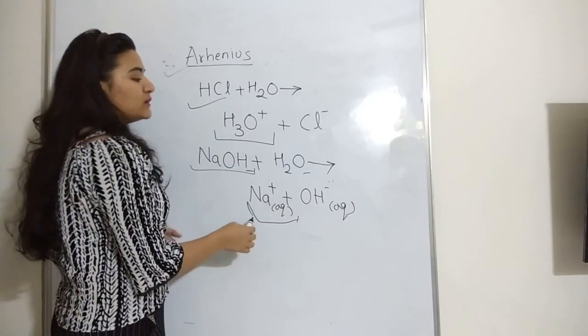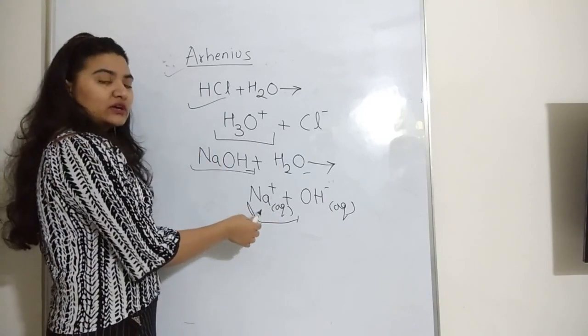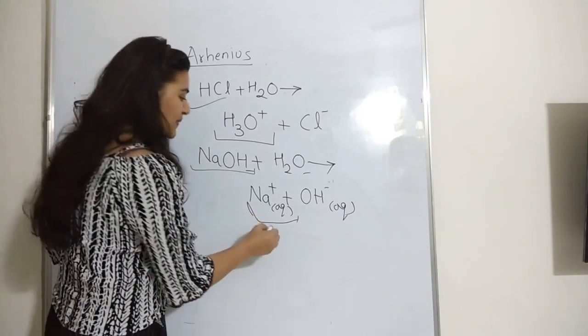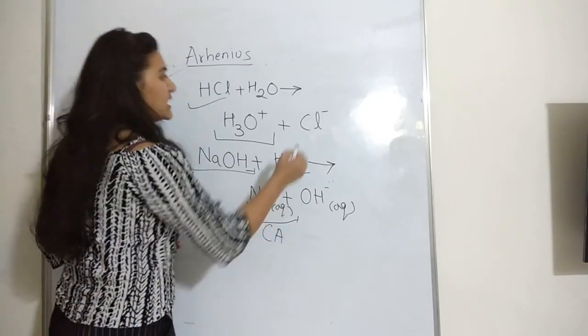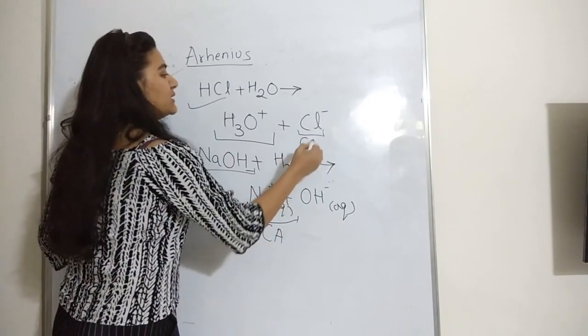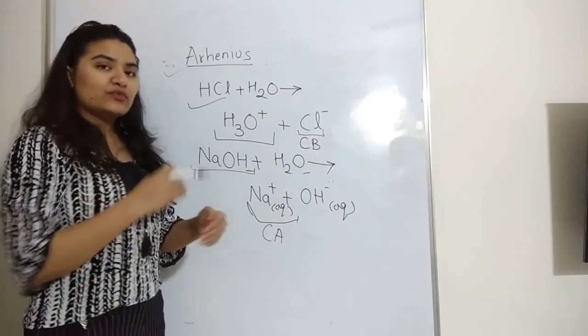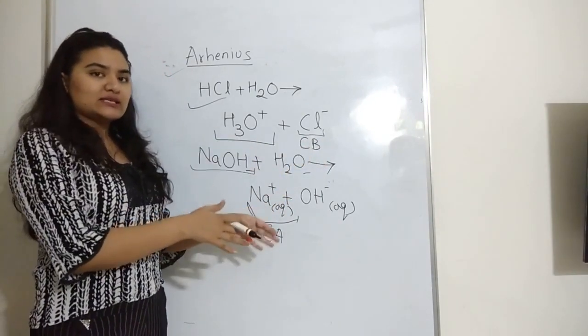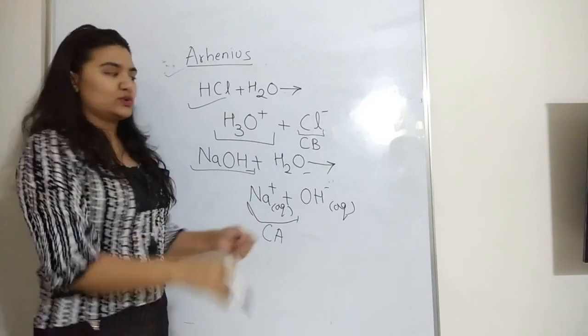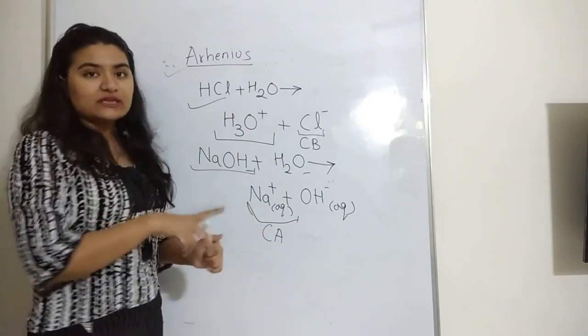And the counterpart, the plus part over here becomes the conjugate acid. What is this conjugate acid? And this is conjugate base. First I'll talk about all the acids and bases, then I'll talk about the conjugate bases also. Okay, so this was your first definition.